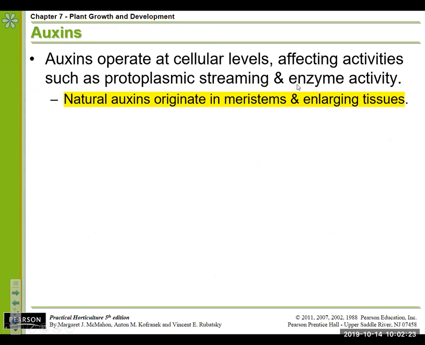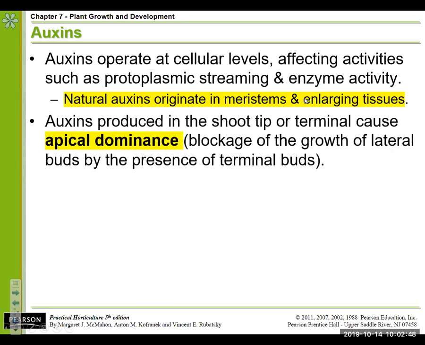First, we have the auxins, which operate at a cellular level, and they affect different activities in the plants, but they originate in the meristems of the plant. So where these tissues are basically being differentiated to be either a stem tissue, a leaf, flower, etc. So auxins are naturally found in the shoot tip of each branch and generally at the highest point of a plant as well, where we have these meristems.